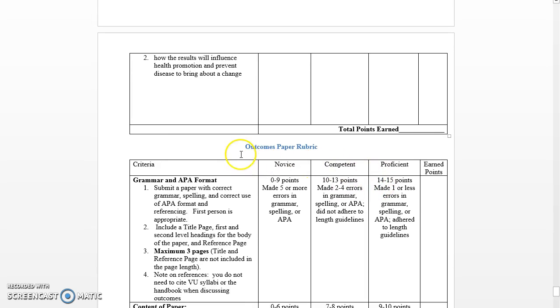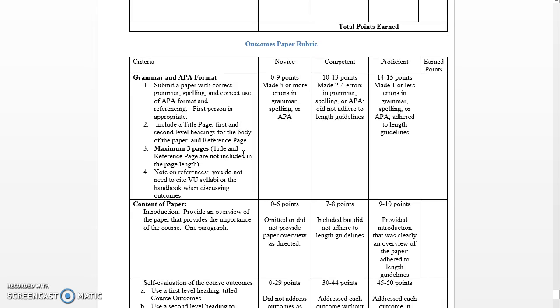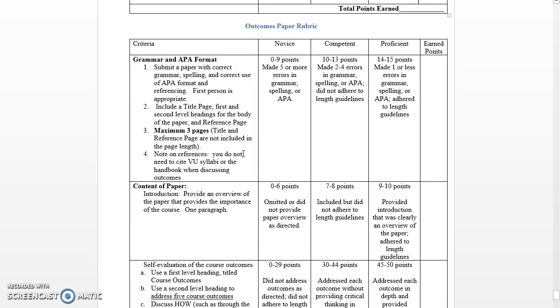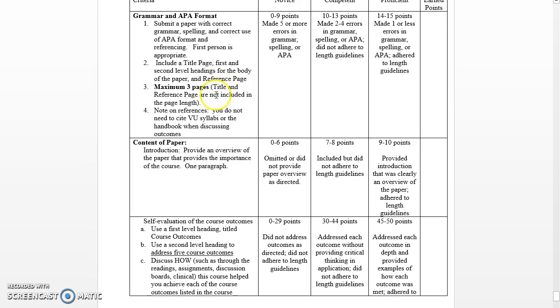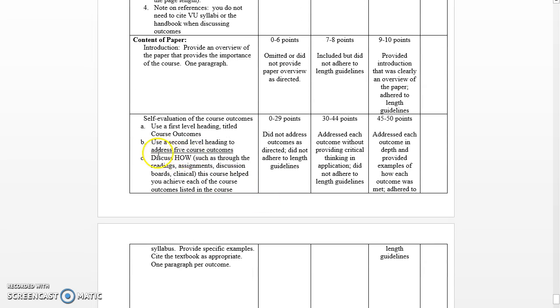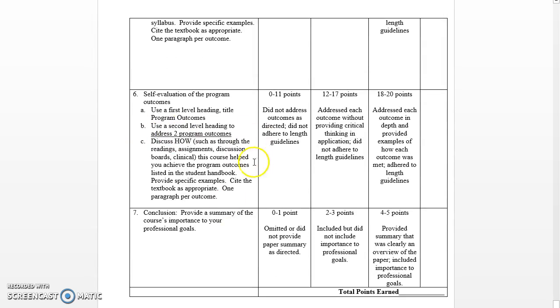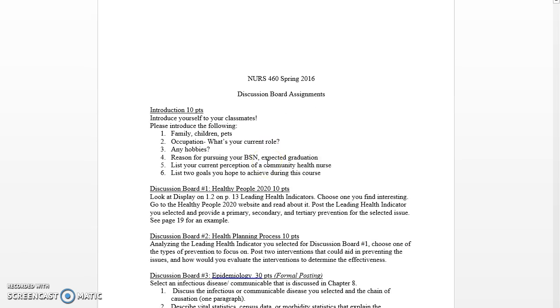And then our last assignment is our outcomes paper rubric. This is basically what you've done in every single class. What I do want you to know is it's a maximum of 3 pages, and your title and reference pages are not included. I wanted to make note that you do not have to cite your VU syllabi or handbook when discussing your outcomes. Also, you'll have to address 5 outcomes. There are 6 in this class, so you just need to address 5 and address 2 program outcomes.